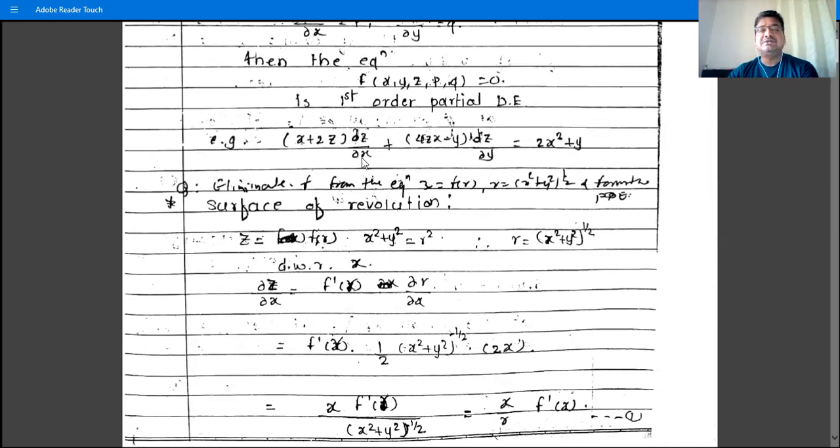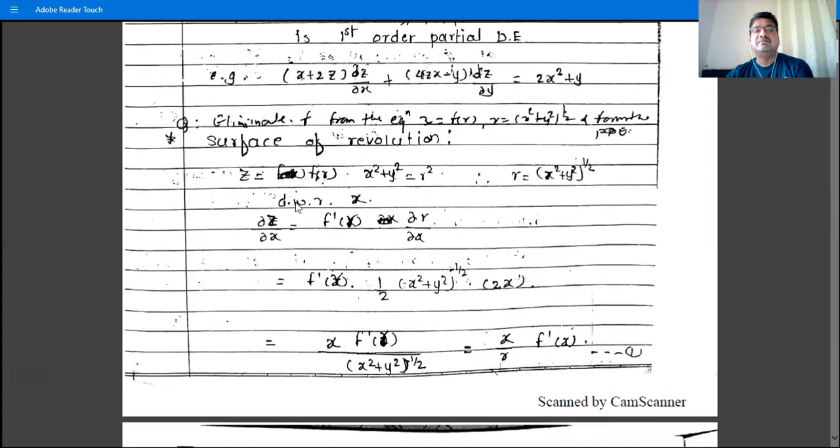That is, in the partial differential equation, the derivatives of dependent variables are with respect to more than one independent variable. Here ∂z/∂x and ∂z/∂y are small p and small q. So eliminate f from the equation z is equal to f(r), r is equal to (x square plus y square) raised to half, or root x square plus y square. So we have to eliminate f from this partial differential equation, from this equation.